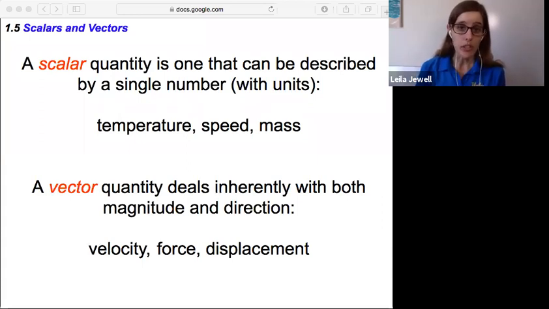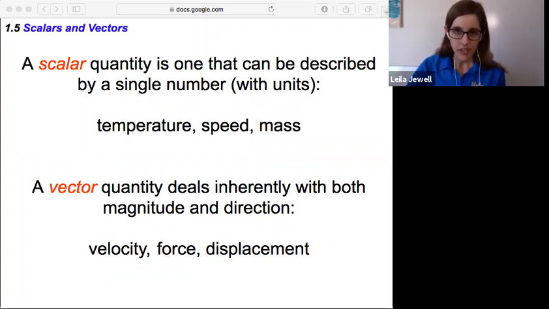So a vector quantity deals inherently with both magnitude and direction. So velocity is one example, where velocity has a magnitude, which is speed, how fast something is going, but also where it's going. Force is another one that we'll see a lot of, or displacement, which says both how far you've gone, the distance, and the direction that you've gone.